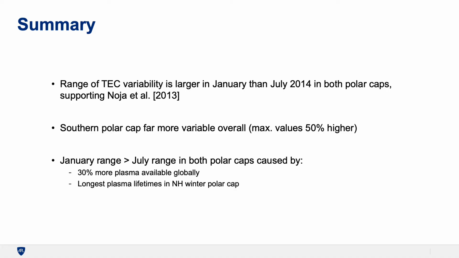In summary, the range of TEC variability is larger in January than in July 2014 in both polar caps, which supports the result of Noja et al. in 2013. The southern polar cap is far more variable overall, with maximum values around 50% higher than they are in the north. The January range is greater than the July range because, number one, there's 30% more plasma available globally, and number two, the plasma lifetimes are the longest of all in the northern hemisphere winter and the shortest of all in the northern hemisphere summer.